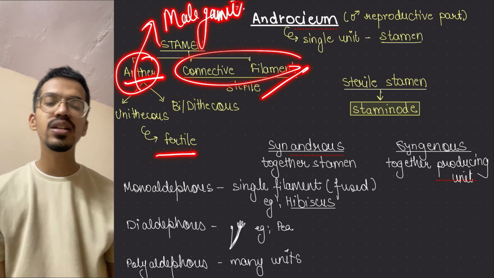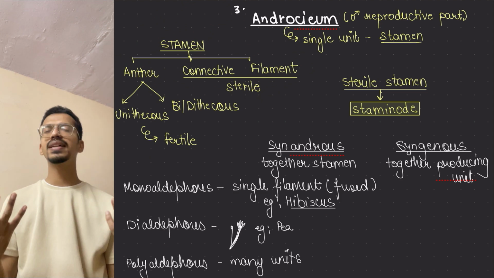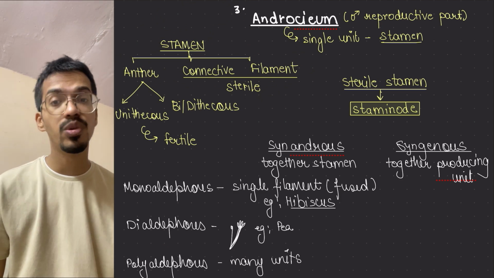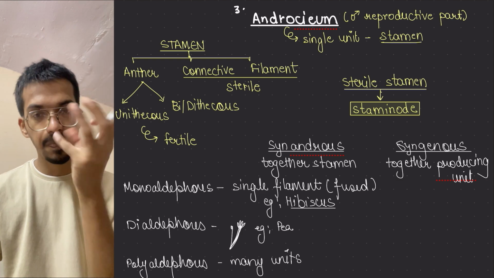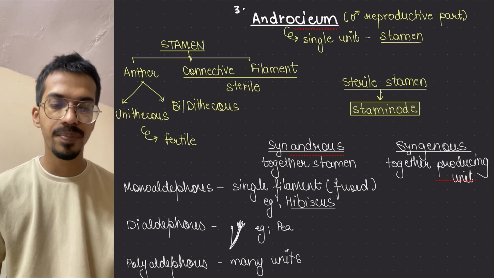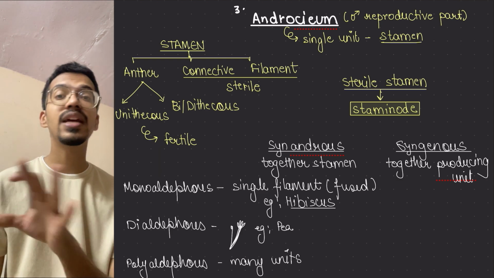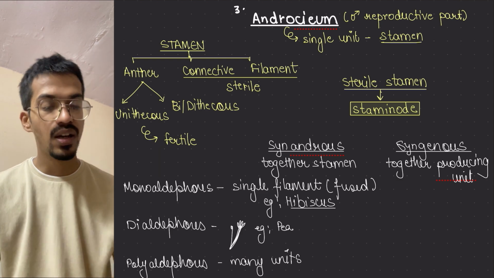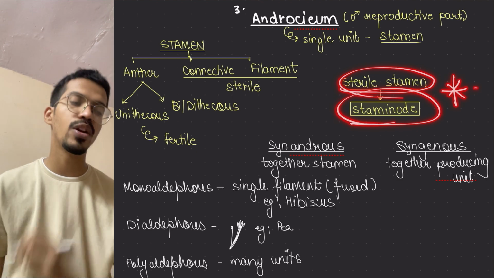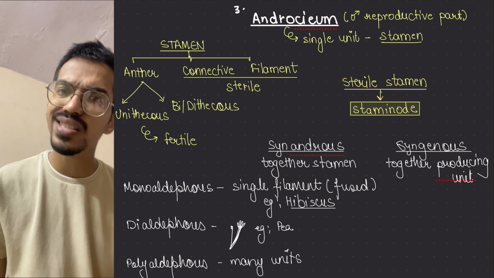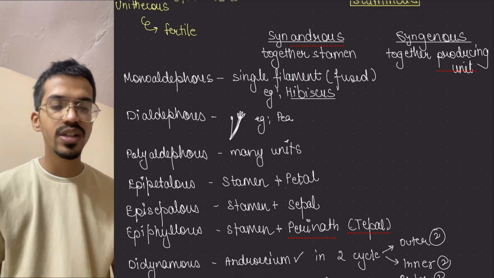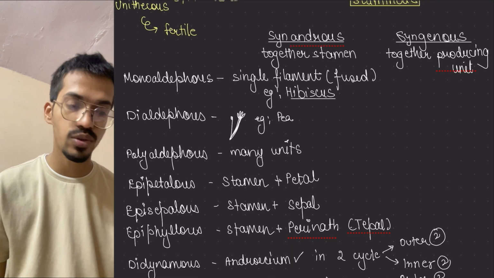Now the anther could be monothecous or dithecous, which means how many bags or spaces are present inside it in which the male gametes are contained. If a stamen is unable to produce male gametes, we call it a sterile stamen, and the word used for it is staminode. So certain plants have staminodes present. Now there are certain terminologies with respect to stamen which you have to remember.